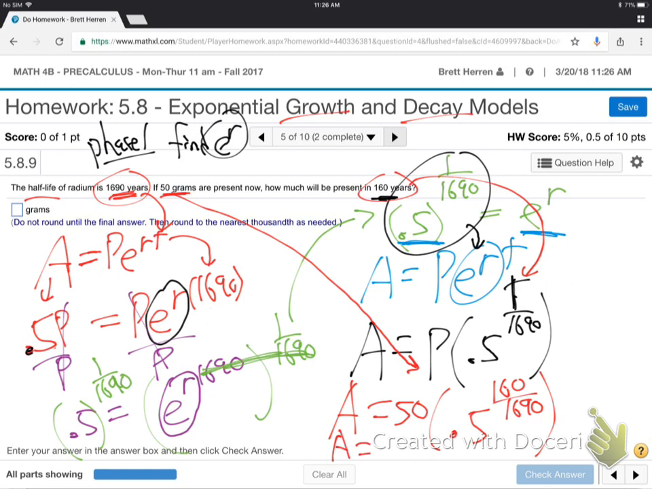46.824. You guys getting 46.824? There it is. So it shrunk. It was 50. Now it shrunk to 46. Not much, but that was 160 years. It takes a long time for that stuff to shrink.